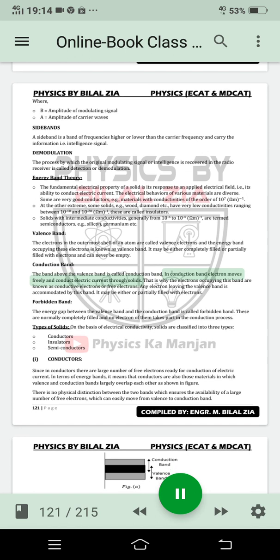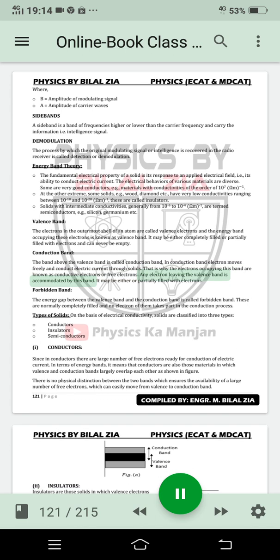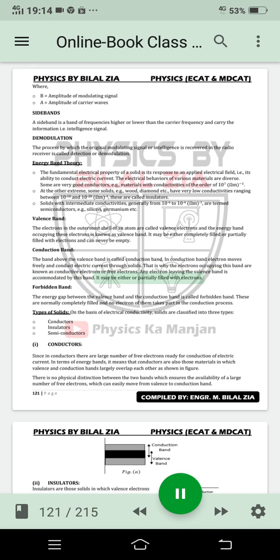In conduction band, electrons move freely and conduct electric current through solids. That is why the electrons occupying this band are known as conduction electrons or free electrons. Any electron leaving the valence band is accommodated by this band. It may be either empty or partially filled with electrons.